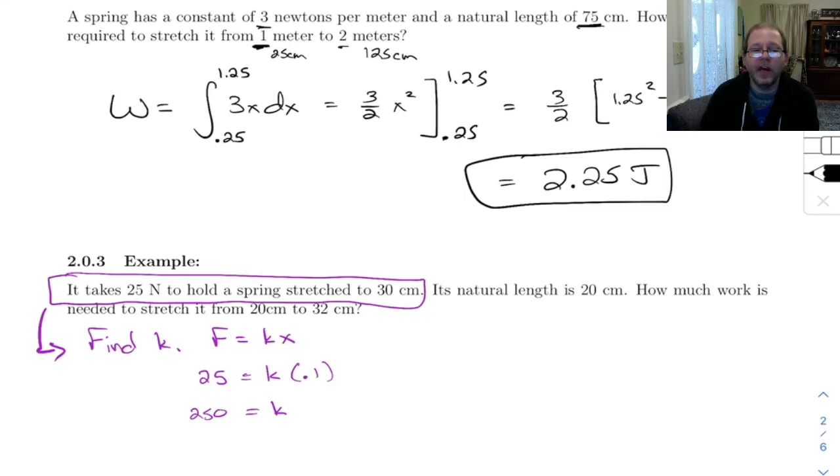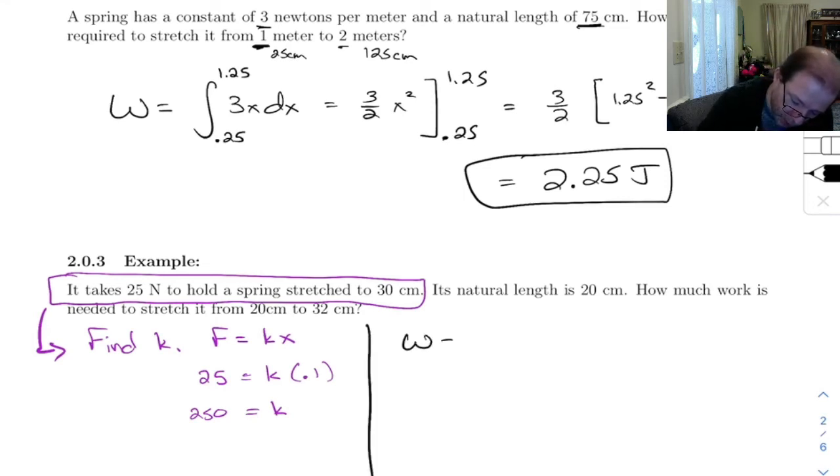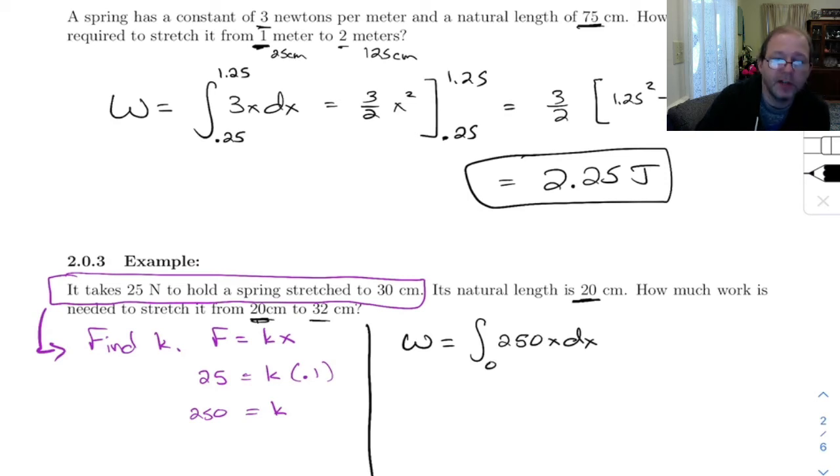All right, once we've done that, it's just a matter of setting up the integral. The work required is the integral of 250x dx. And let's see, its natural length is 20 centimeters, and we're going from 20 to 32. So 20 centimeters is 0 beyond its natural length, and 32 is 12 centimeters, or 0.12 meters.